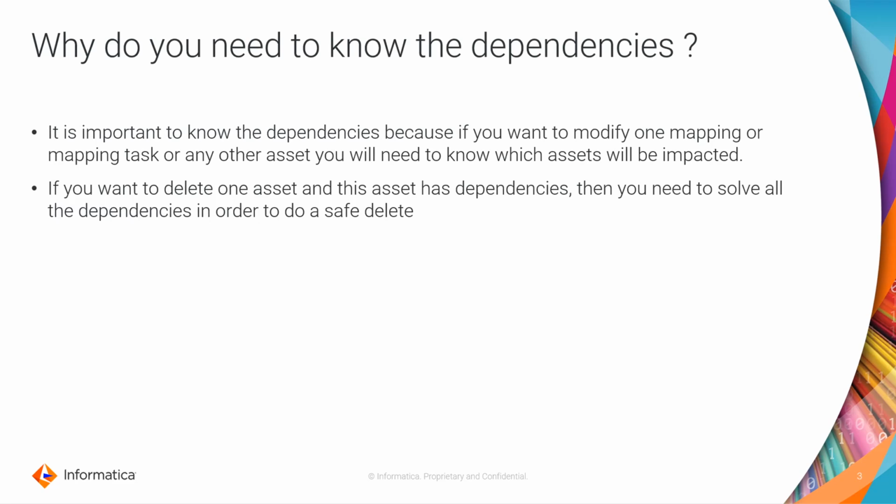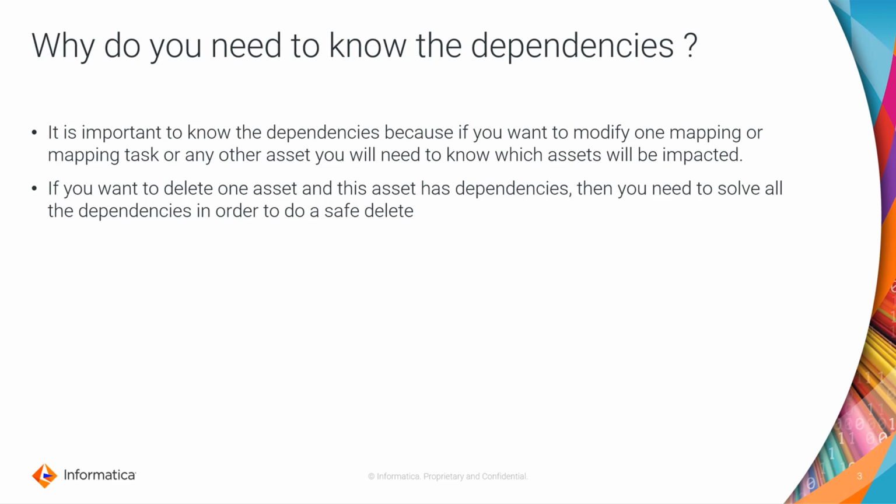So the first thing is why it's important to know the dependencies. Sometimes you just want to modify, for example, one connection, or one mapping task or one mapping, and maybe there are task flows and mappings that depend on the one that you want to modify. So in order to do a safe modification and avoid a domino effect that impacts several things, you want to know all the assets that are related to the one that you want to modify. You want to know the locations.